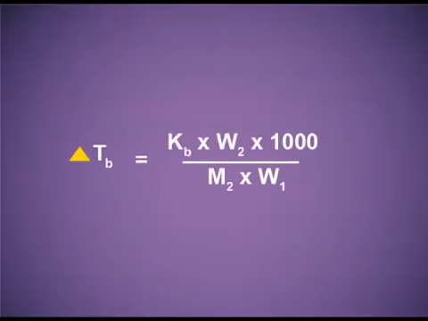Mathematically, delta Tb is equal to Kb into W2 into 1000 divided by M2 into W1. Here you can see that delta Tb is inversely proportional to the molecular mass of the solute, and from this formula we can calculate the molecular mass of any solute, and if the molecular mass is higher, the value of delta Tb will be lower. Now let me revise what we have studied just now.